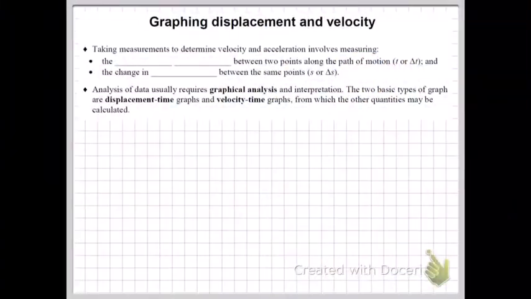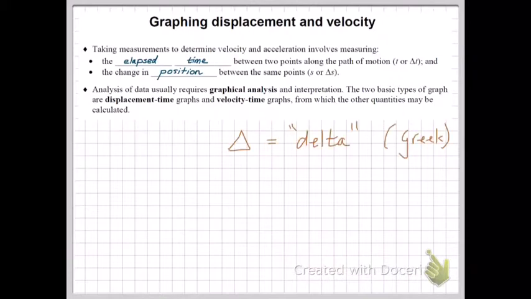This is the first of two videos about graphing displacement and velocity. Taking measurements to determine velocity and acceleration involves measuring two things. The first is the elapsed time between 2 points along the path of motion, and the second is the change in position of the object between the same points.